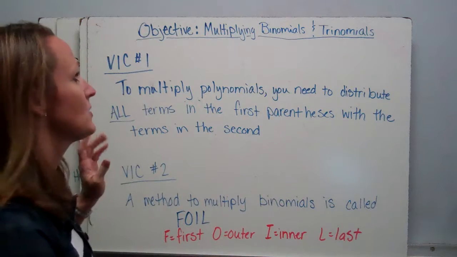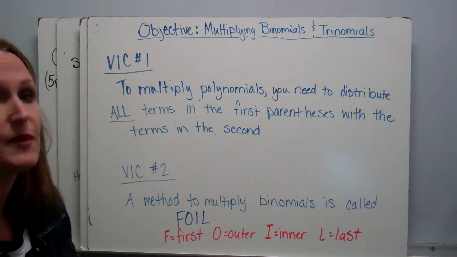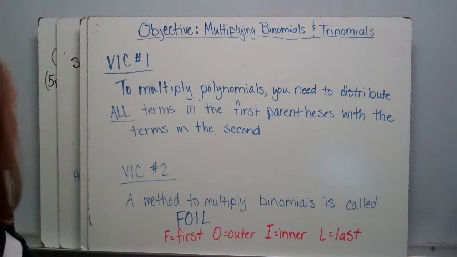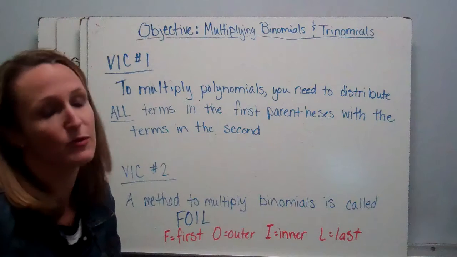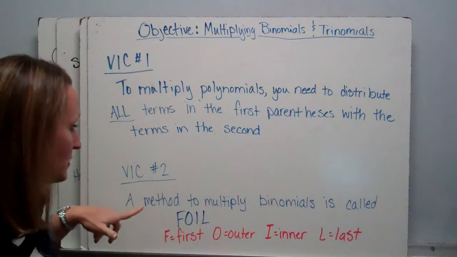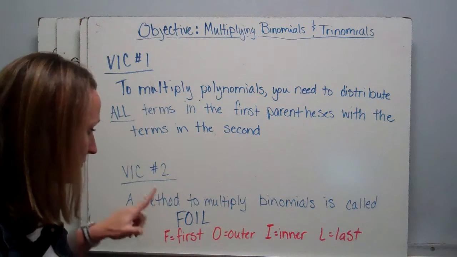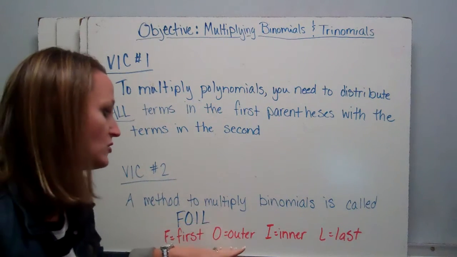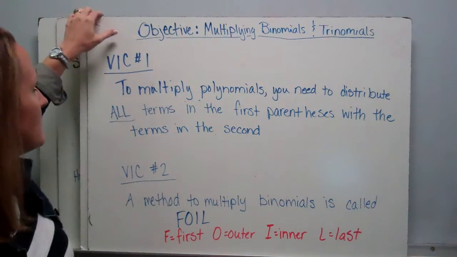In this video, we're going to talk about how to multiply binomials and trinomials. It's a very important concept, number one. To multiply polynomials, you need to distribute all terms in the first parentheses with the terms in the second. Very important concept, number two. A method to multiply binomials is called FOIL, where F stands for first, O stands for outer, I stands for inner, and L stands for last.